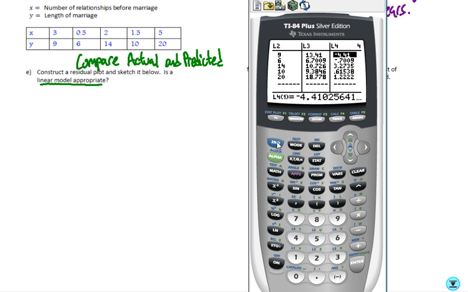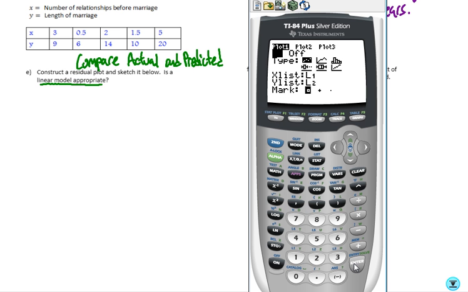So what I want the calculator to do is actually do the stat plot for me. So I'm going to go back to second stat plot. And this time, instead of a scatter plot, I want it to do the residual plot. I want it to graph the differences, basically. Well, the differences are located in L4, right? Because that's where we put the residuals. And then let's redraw the graph.